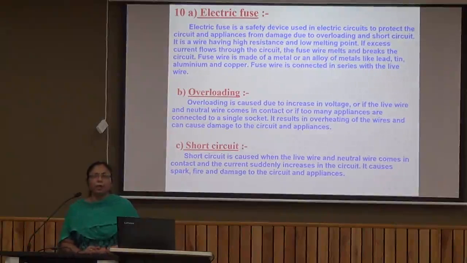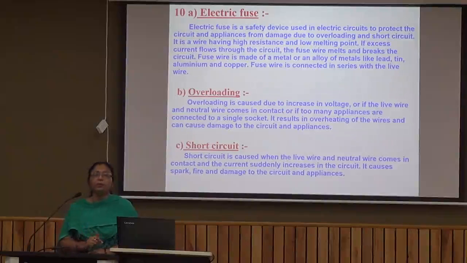H is equal to I square R T. I increases, R tends to be 0. A lot of heat is produced, and that results in overheating of wires and can cause damage to the circuit and the appliances. Before the damage takes place, the fuse melts and prevents the circuit from being damaged. Short circuiting is caused again when the live and the neutral wire come in contact with each other, and again the current increases and the overheating may cause spark, fire and damage to the circuit.